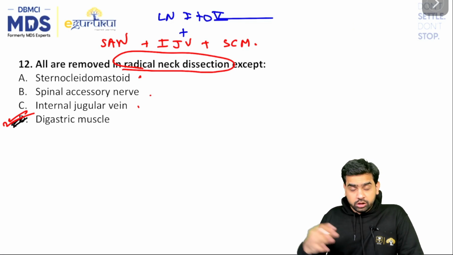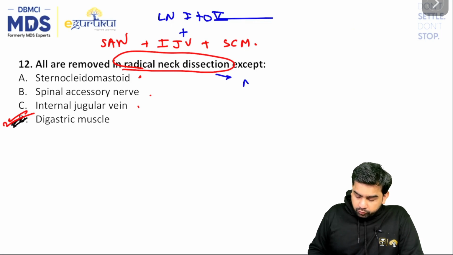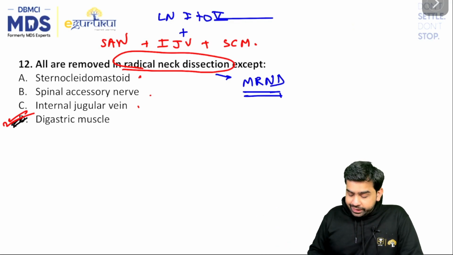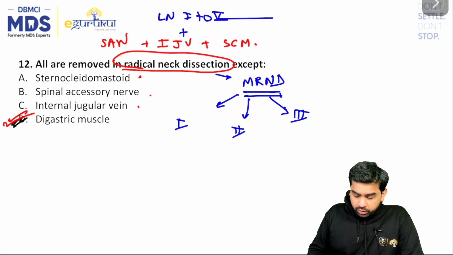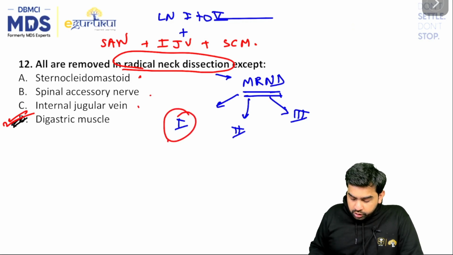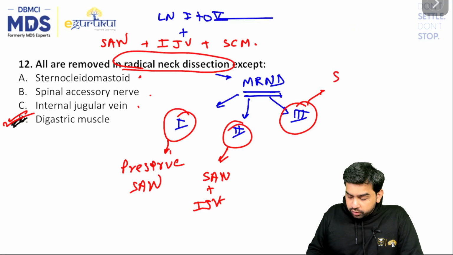But the radical neck dissection has a lot of comorbidities. So what we have come up with is the modified radical neck dissection, MRND. MRND is of 3 types, 1, 2, and 3. What is MRND 1? In MRND 1, you preserve the spinal accessory nerve. In MRND type 2, you preserve the spinal accessory nerve plus the internal jugular vein. And in MRND type 3, you preserve the spinal accessory nerve plus internal jugular vein plus the sternocleidomastoid muscle.